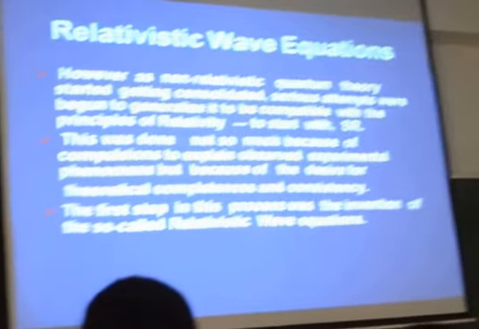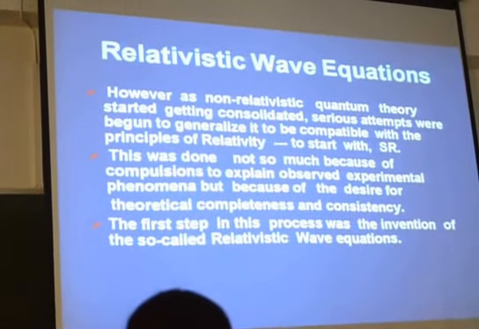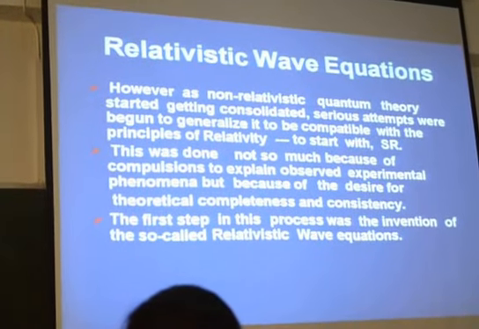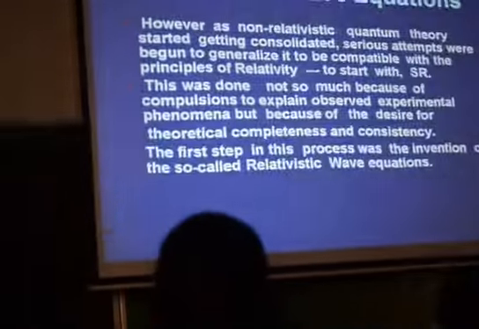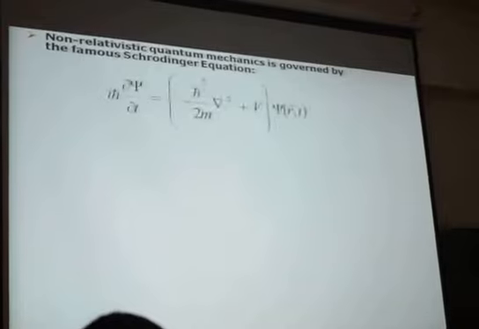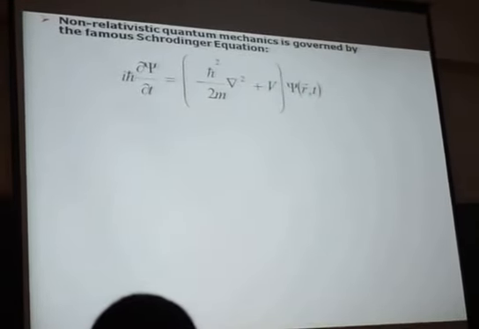So the first step in this process was the invention of what is called relativistic wave equations. We're slowly going to get into a few equations, I'm afraid. That's why I said quantum mechanics is necessary as a background for this class. Now, relativistic wave equations. Remember, write down the non-relativistic Schrödinger's equation which you see.